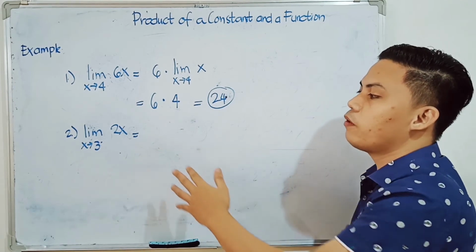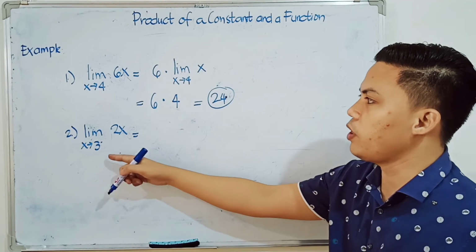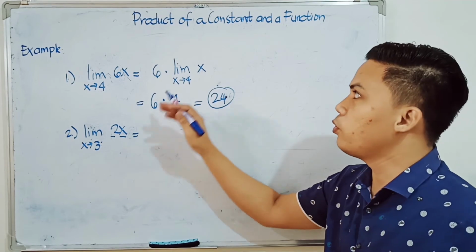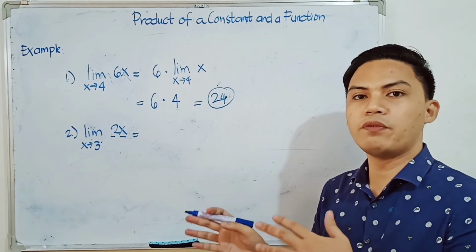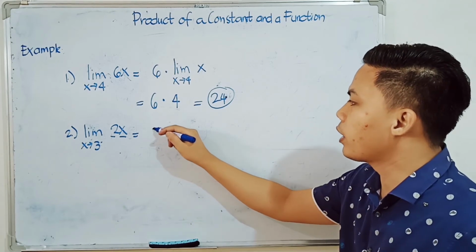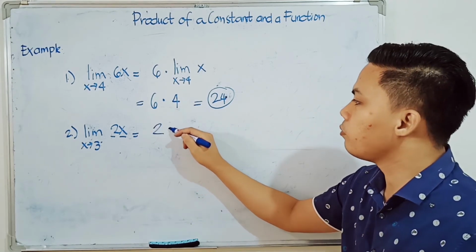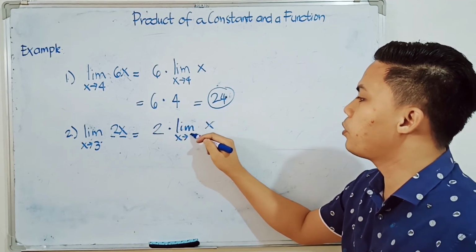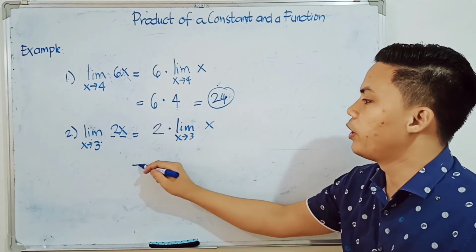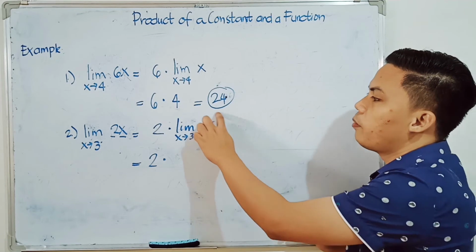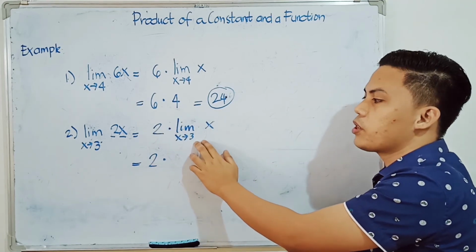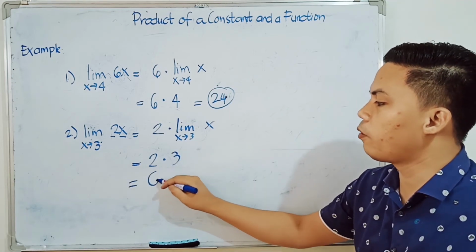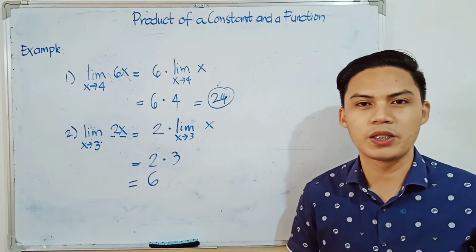Next, we have the limit of 2x as x approaches 3. Again, yung constant natin dito is si 2. Yung function naman natin ay si x. So, using the product of a constant and a function, we can factor outside yung constant. So, ilalagay natin sa labas yung constant na 2 times yung limit ng function natin na x in which x approaches to 3. Bring down lang natin si 2 times, yung sagot naman natin dito sa the limit of x as x approaches 3 is just equal to 3. So, finally 2 times 3 is equal to 6 and this would be our final answer.